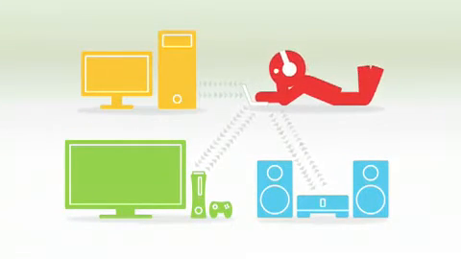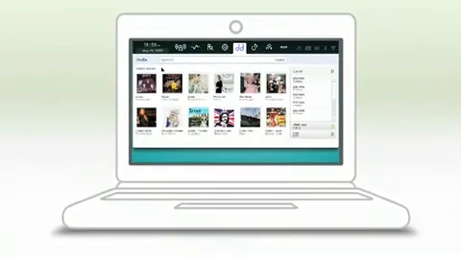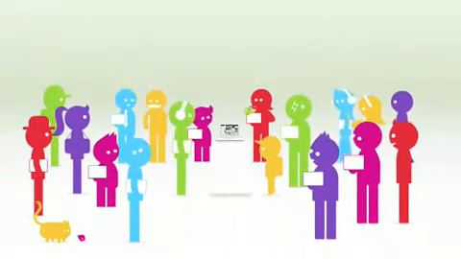Moblin has been specifically designed for any netbook with an Intel Atom processor. Moblin is efficient and optimized for netbook screen sizes. This means longer battery life, faster startup time, and most importantly, more you time.